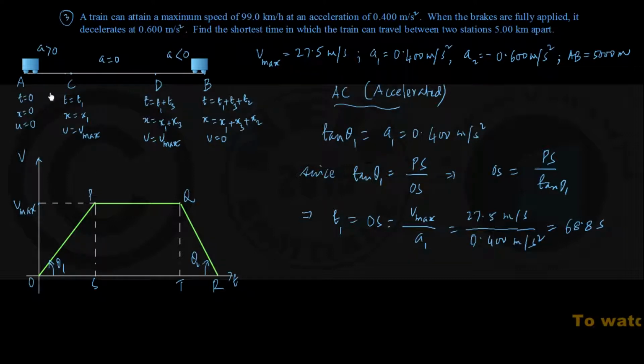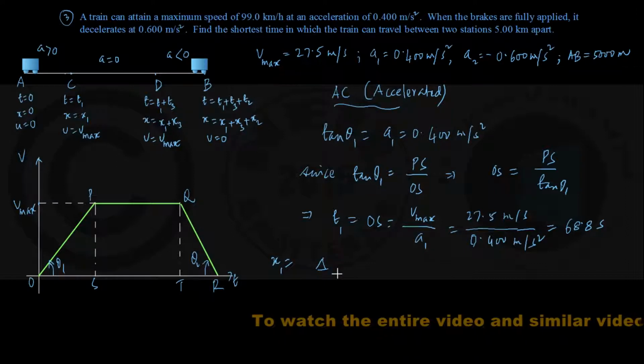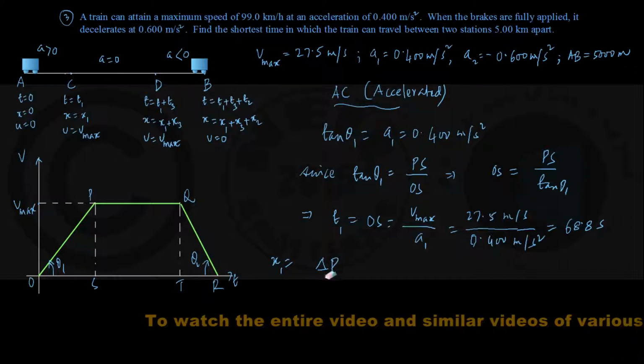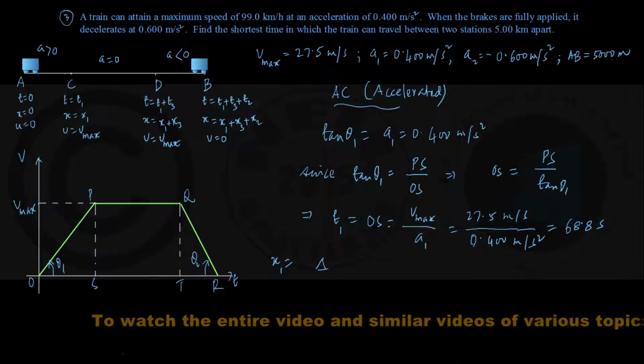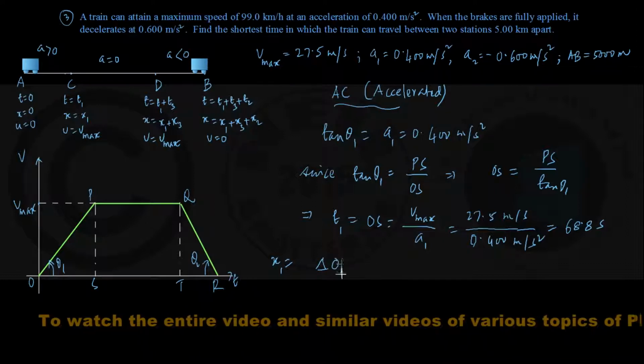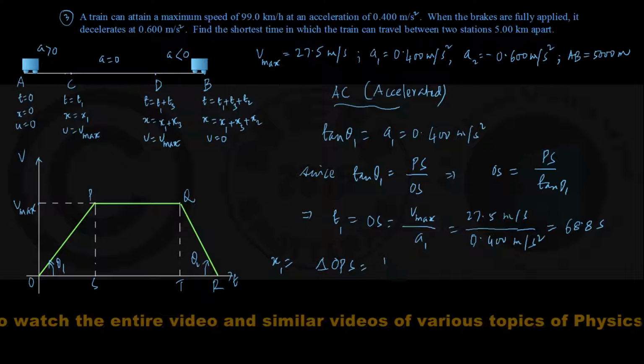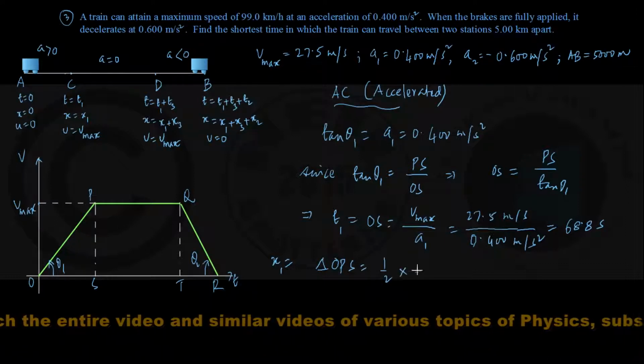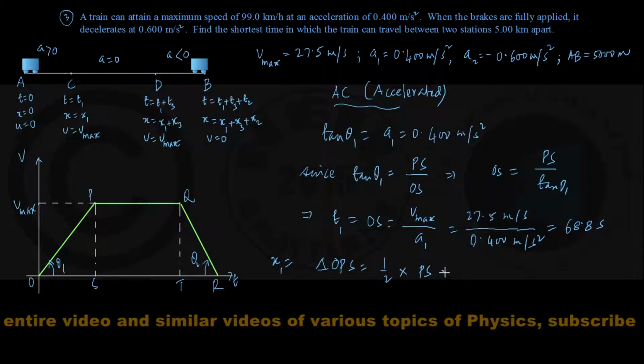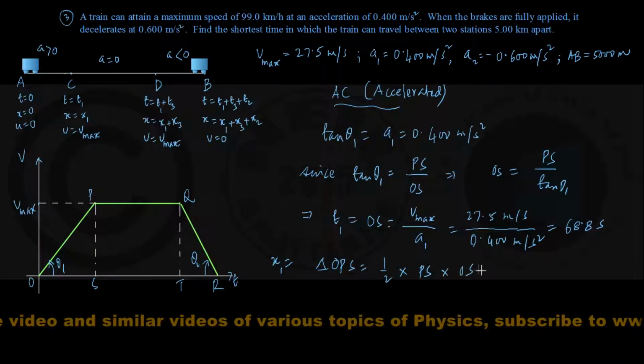And once we have got that, we can find out the displacement by the train during this part of motion AC, given by the area under the graph OP, that is the area of the triangle OPS. So I might write down that the displacement that is called x1, as you know, this is given by area of triangle OPS, which is half into height, that is PS, into base, that is OS.